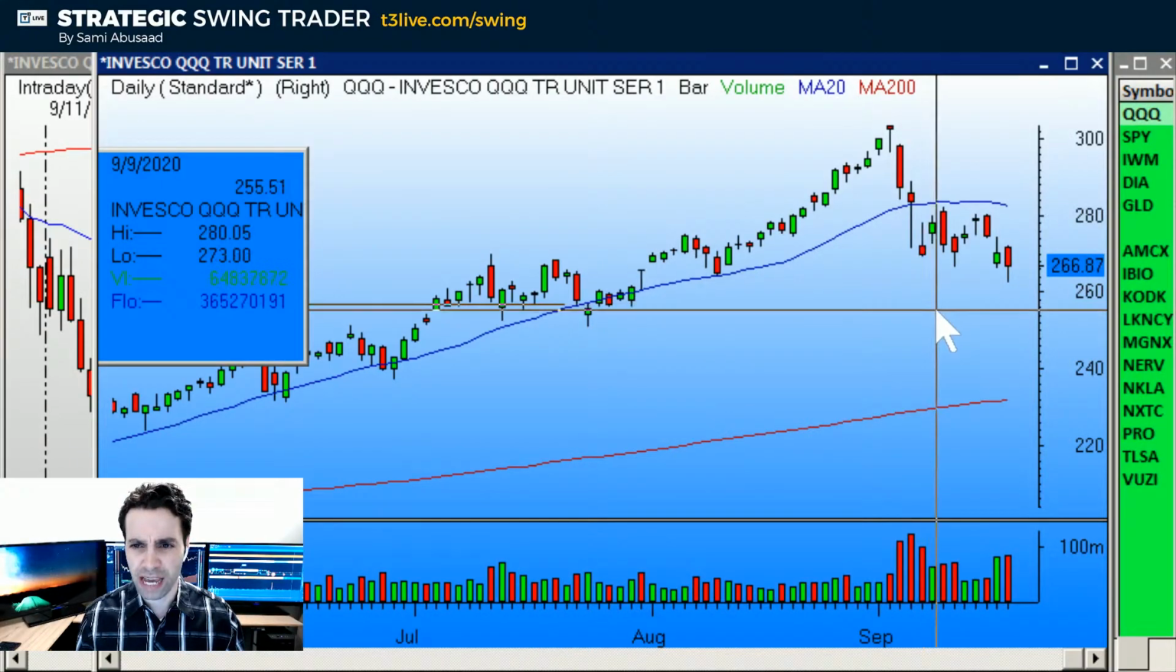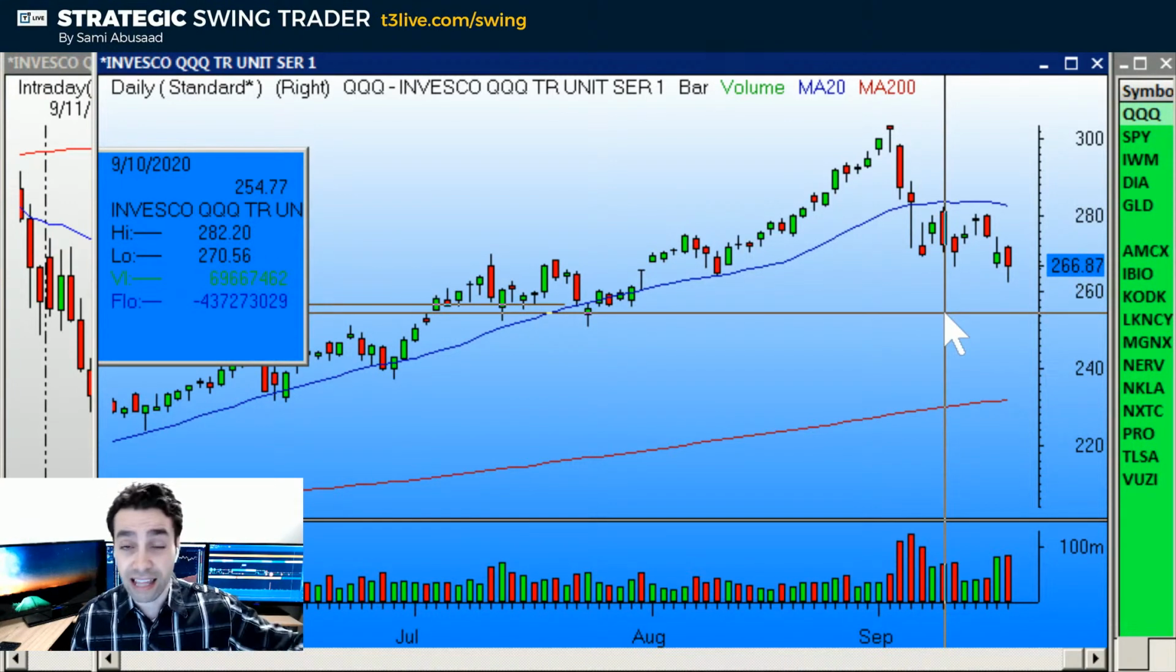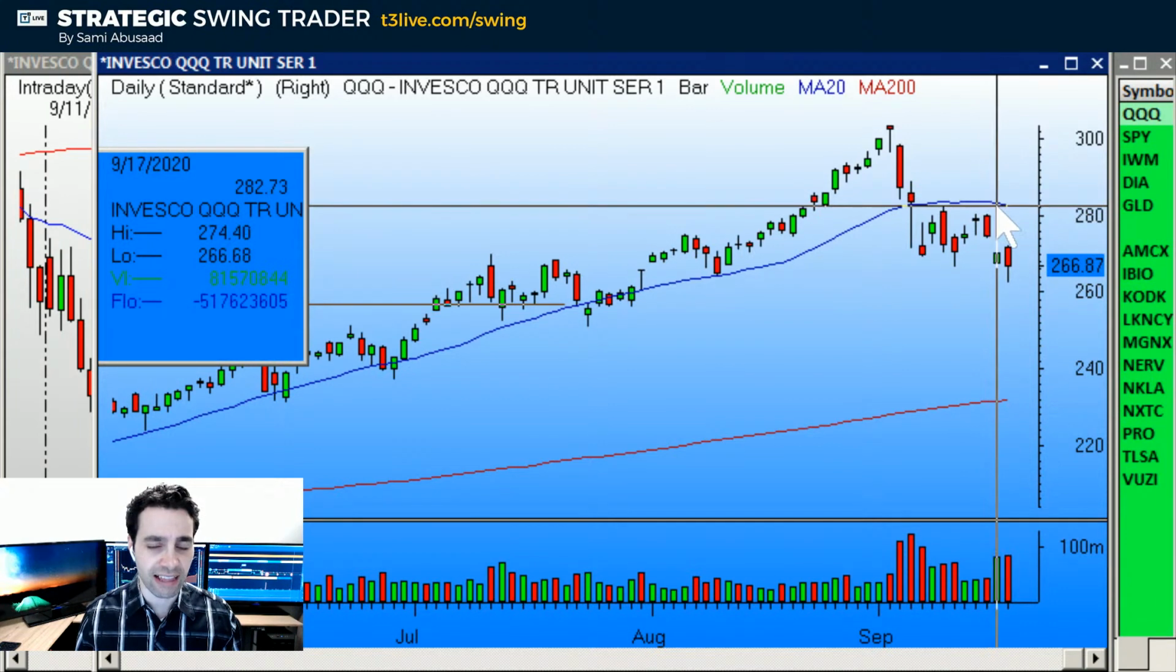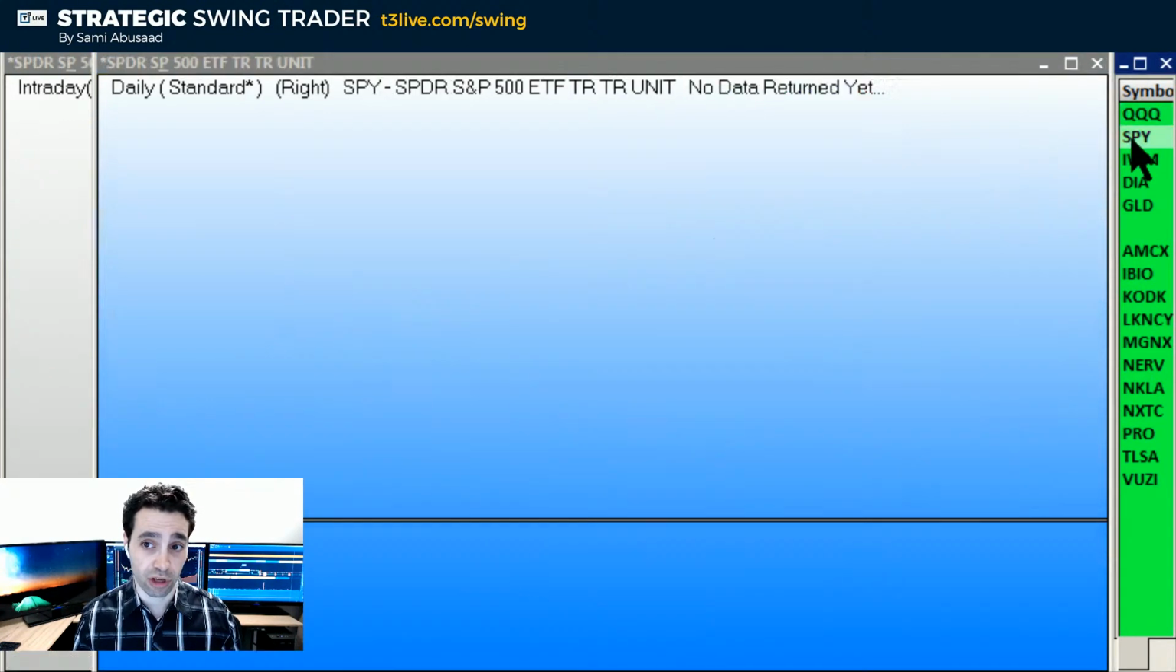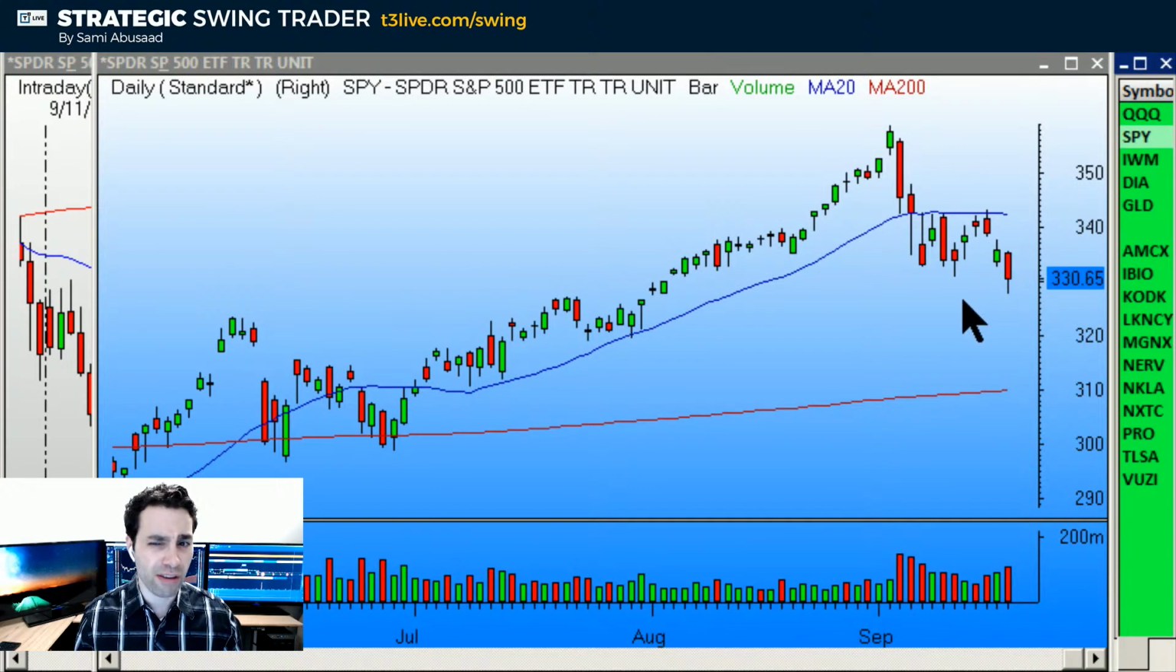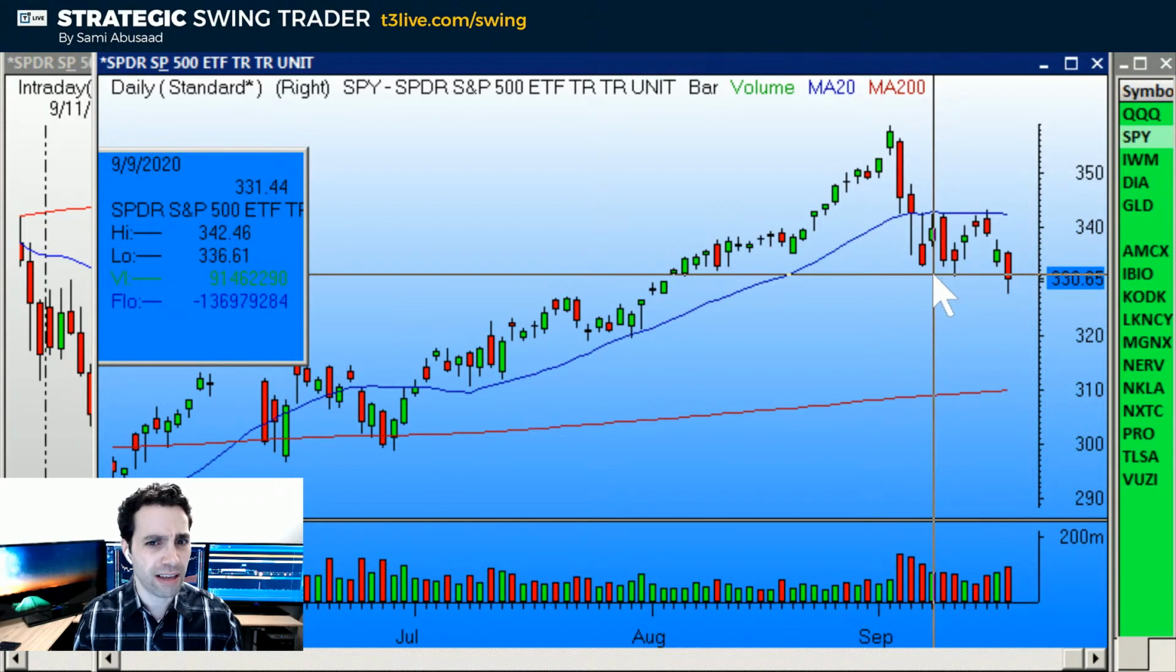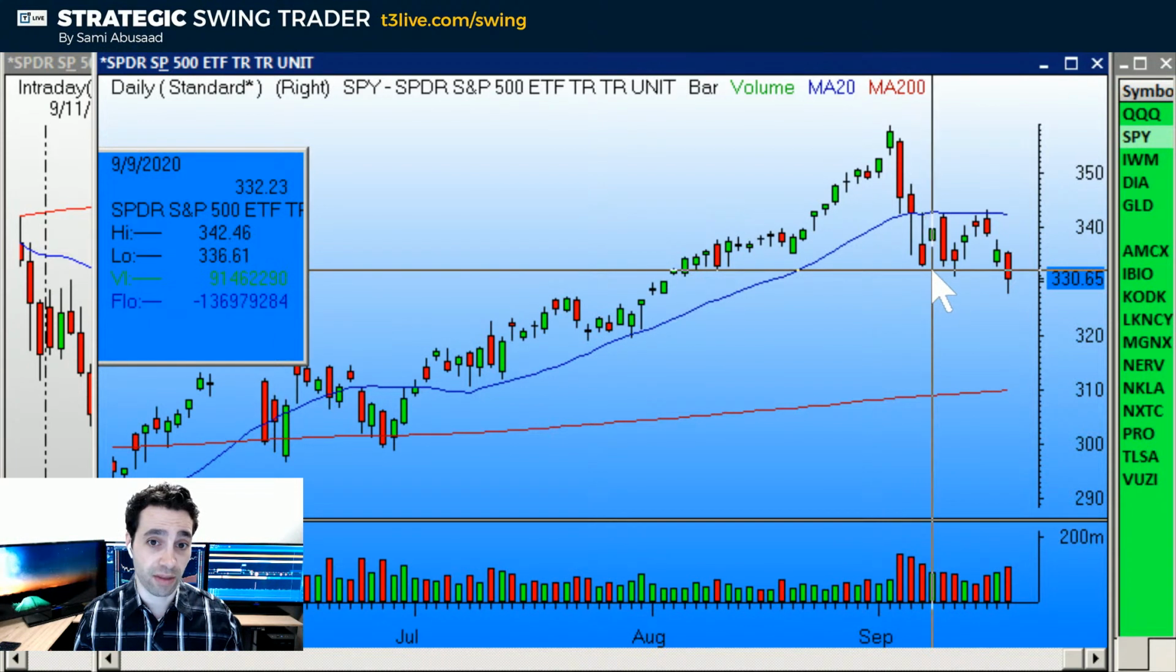But the bias for me remains bearish until proven otherwise, until we break above. On the Qs, it's 282.20, I think I said last week. It's still exactly the same number, 282.20 on the Qs. We would need to take that out for me to turn bullish. And then on the SPY, I think I said 340.62, no, 342. I thought it was 60 something. Oh, there it is, 342.64.